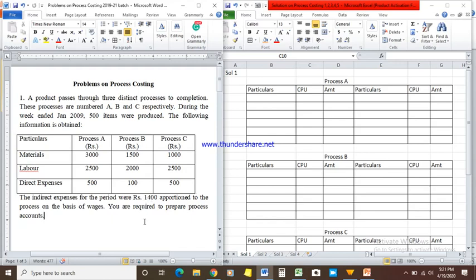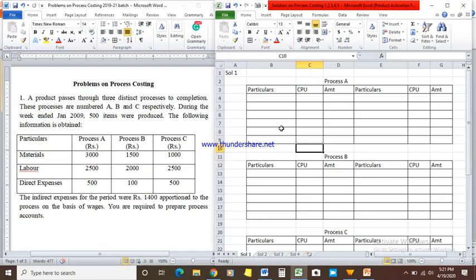So let's start with the preparation of process account. When you are preparing a process account, since there are three processes, we need to create three process accounts: process A, process B and process C. Particulars, cost per unit, amount. Here I have not mentioned one more column, that is quantity, because in this problem they are not mentioned in terms of how much quantity of input is infused in the first, second and third process, so I ignored it. If there is a requirement, if they have given information, then we can consider it. Otherwise, cost per unit and amount column is sufficient.